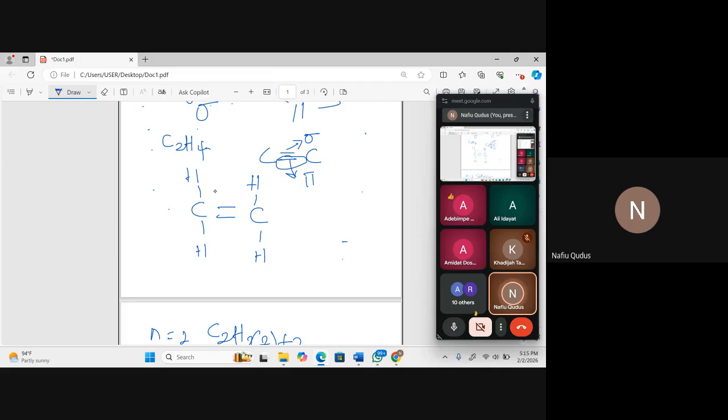Now, don't forget that. Do you still remember the law? The law says that the bonds that must surround a carbon must be how many? 4. When you count this one, 1, 2, 3, 4. That's number 1. This one as well, it is 1, 2, 3, 4. Are we together? So this is what we need to understand.